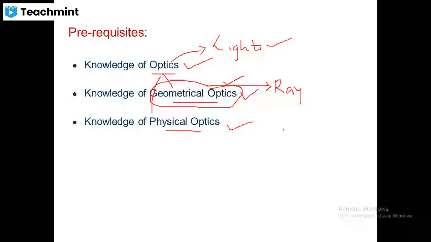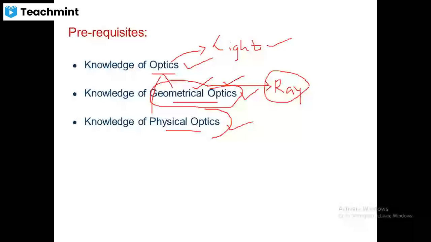Here, we will be talking about the ray nature of light, meaning light is treated as if it travels in a straight line. Once you say it travels in a straight line, all the properties related to rectilinear propagation of light, like reflection, refraction, Fermat's principle, Snell's law, will be dealt with in geometrical optics.